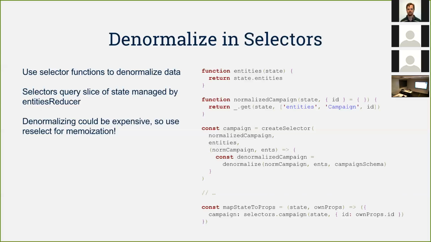So in your mapStateToProps function for your Redux connected component, it's quite simple to get that denormalized campaign. You just have to call this selector and pass in the campaign ID, which reselect then hands down to the composed selectors.